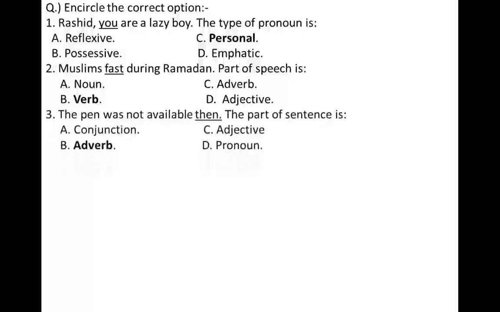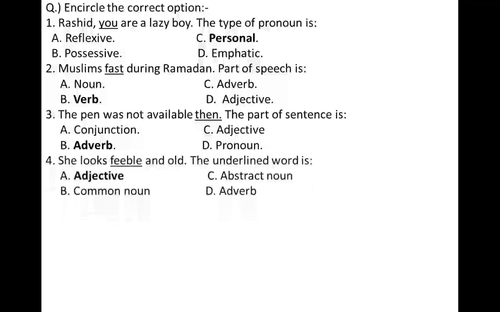The pen was not available then. The part of speech is conjunction, adverb, adjective, or pronoun. The underlined word then is used over here for the action, how that action was done. So the pen was not available then, at that time, so it will be an adverb.